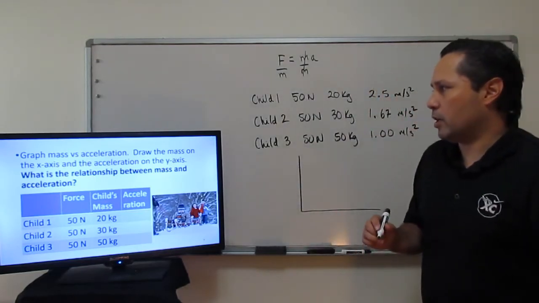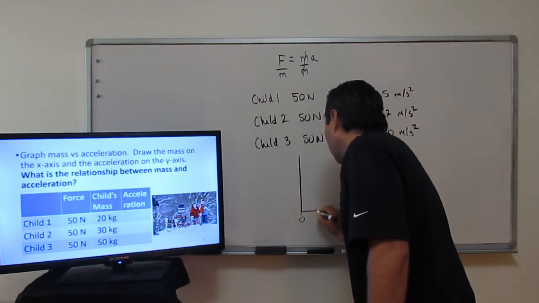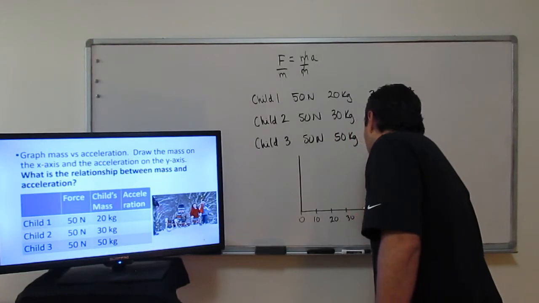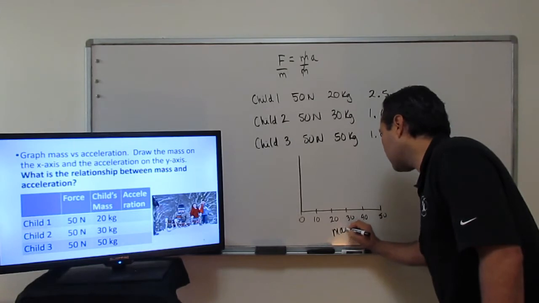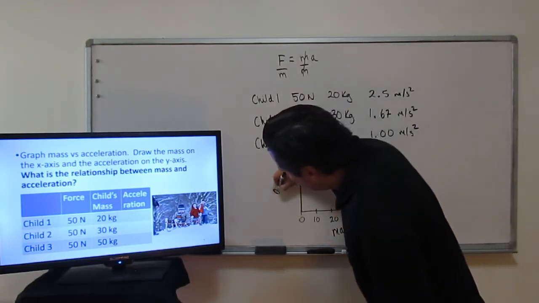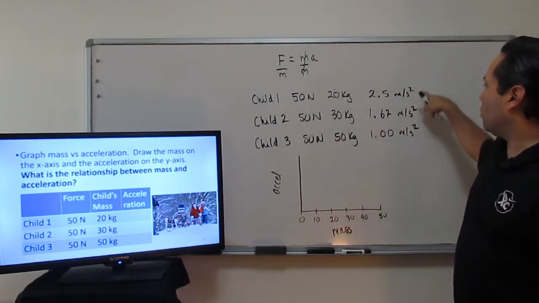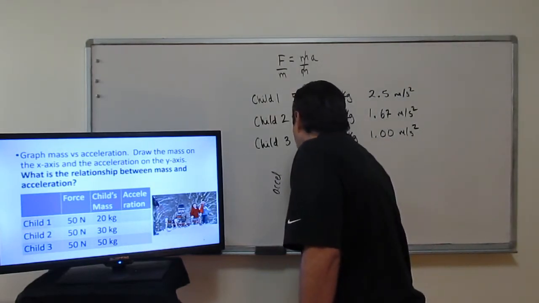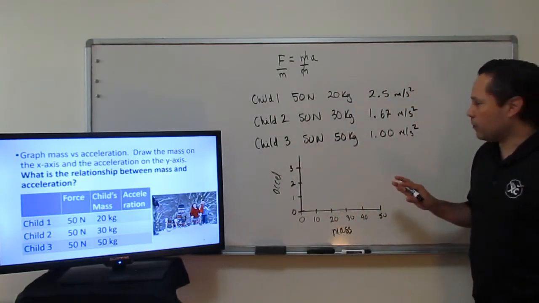Mass will be on the x-axis, so let's put 0, 10, 20, 30, 40, and 50. So that's our mass. And they want the acceleration on the y-axis, so it goes from 1 all the way to 2.5. So let's just go 0, 1, 2, 3. That's a rough graph right here.